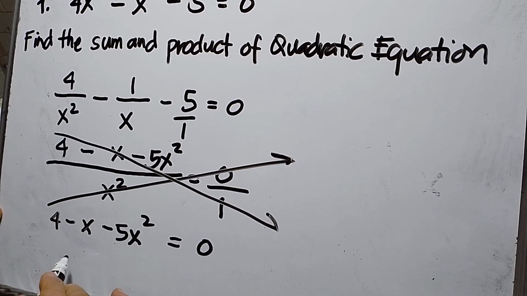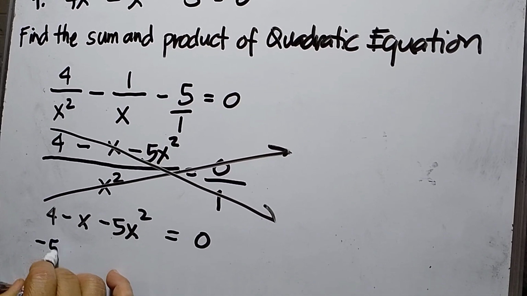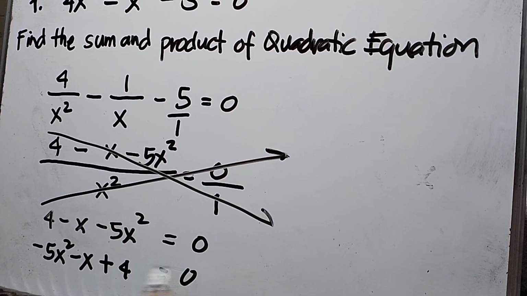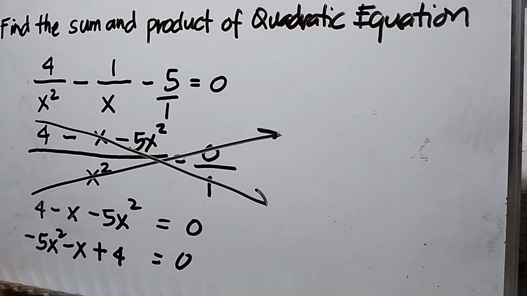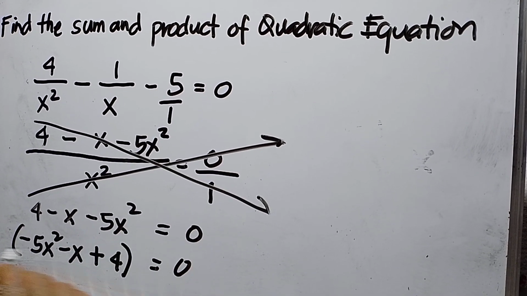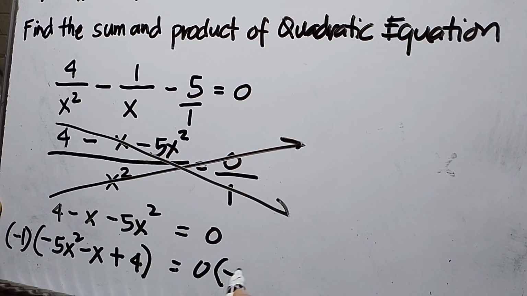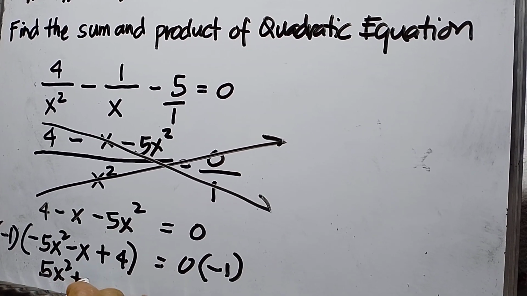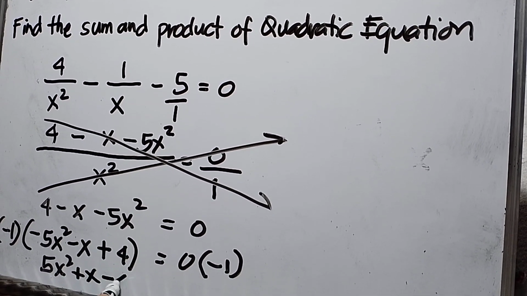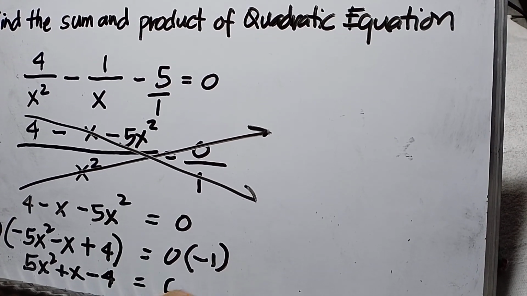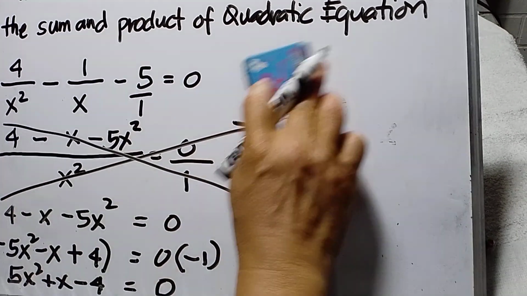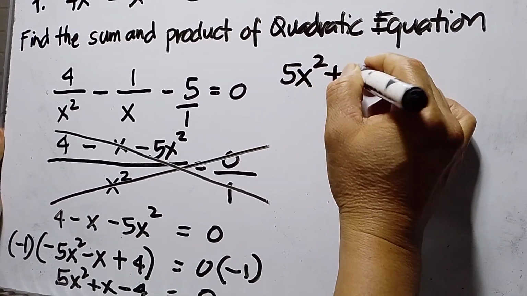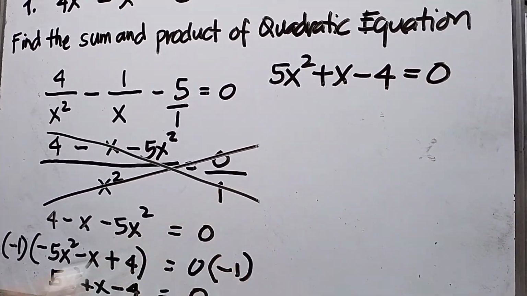I need to arrange this one. Negative 5x squared minus x, then plus 4 is equal to 0. But since the first term has a negative sign, I need to multiply negative 1 on both sides. So this will be positive 5x squared, this will change to positive x, and this will change to negative 4 is equal to 0. So I have here my quadratic equation. The general equation is 5x squared plus x minus 4 is equal to 0.